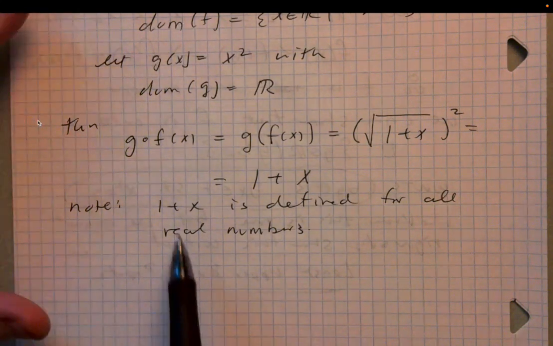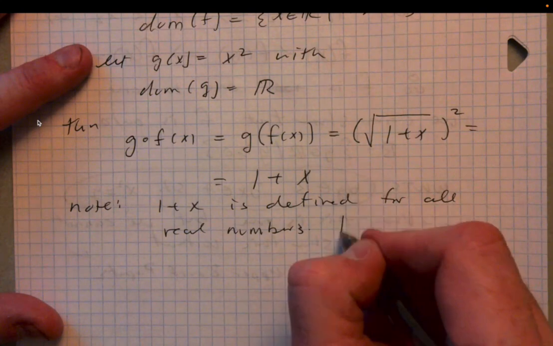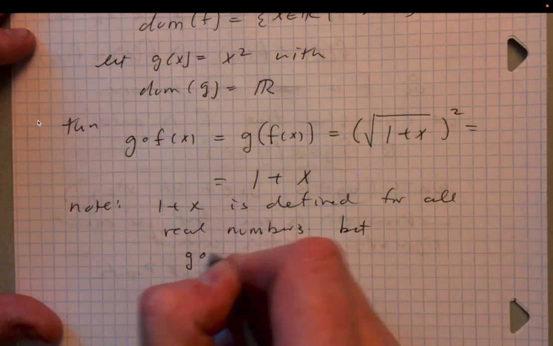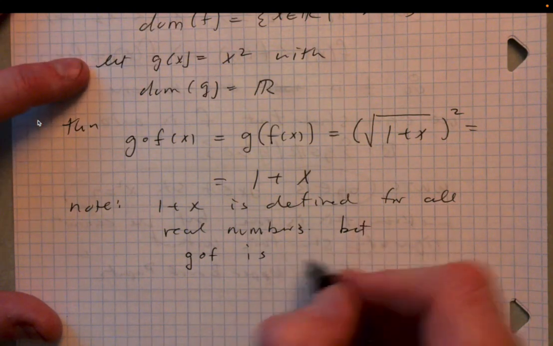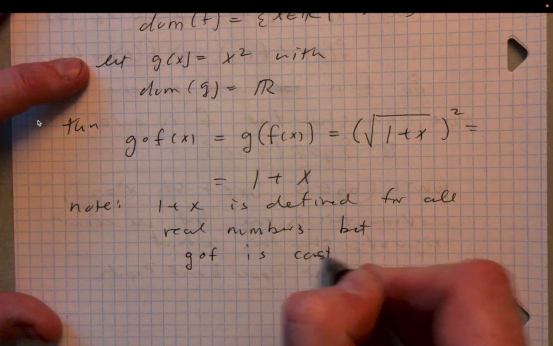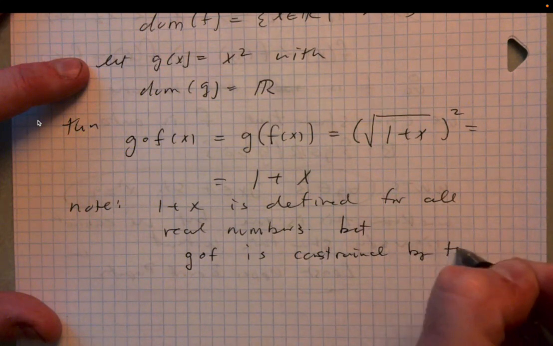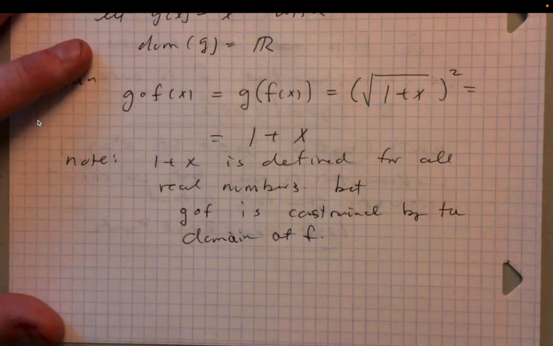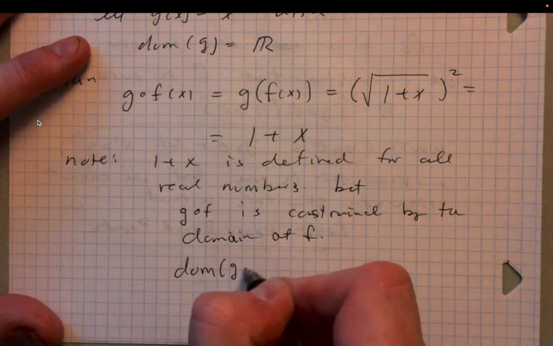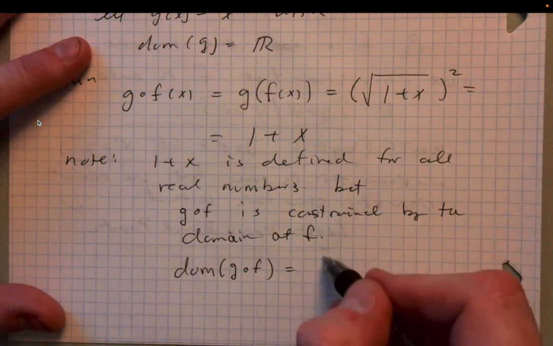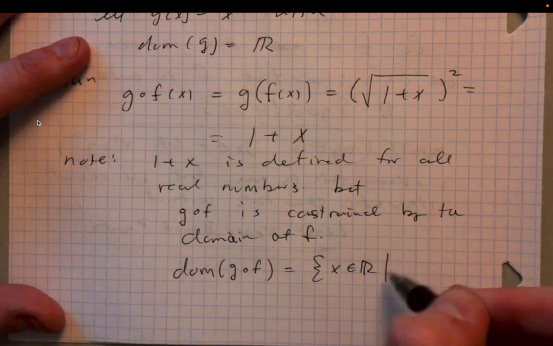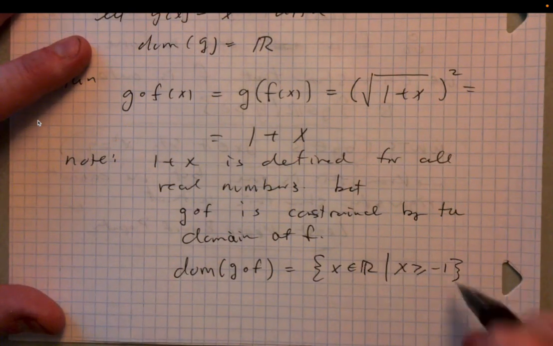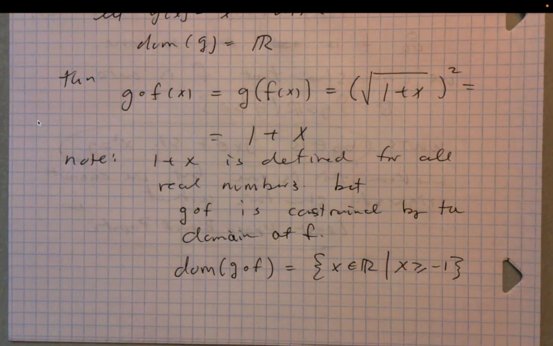So 1 plus x may be defined for all real numbers, but g composed of f is constrained by the domain of f. It sort of inherits the domain. So the domain of g composed of f in this case would be all of the real numbers x such that x is greater than or equal to negative 1. Basically your interior function is going to constrain your exterior function in the composition of functions.